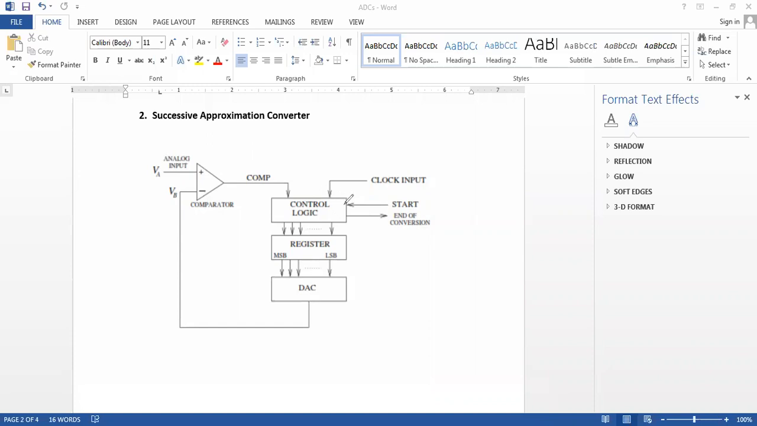Initially, the control logic circuit sets the most significant bit of the register high and all the other bits low. For example, if the register is a 4-bit register, it sets the most significant bit to 1 and all the other bits to 0 to obtain 1, 0, 0, 0. This is sent into the DAC, which converts it into analog form to obtain our voltage VB.